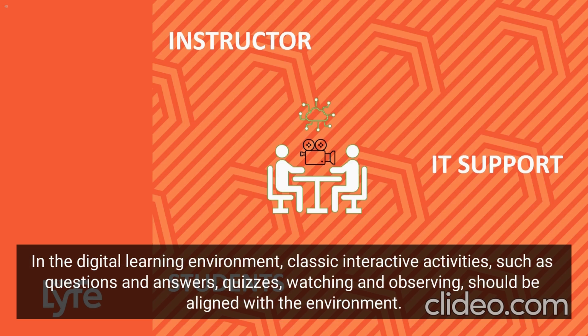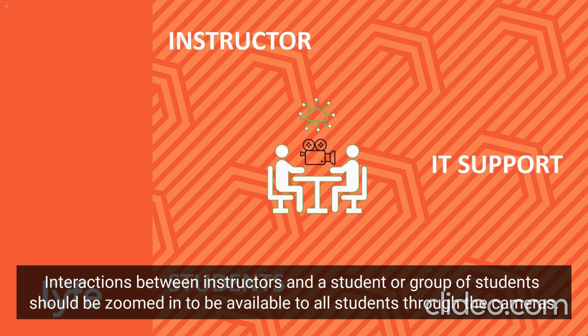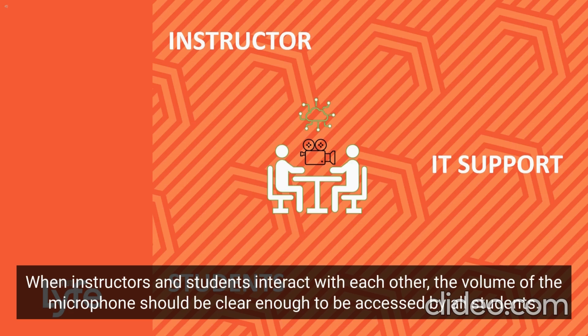In the digital learning environment, interactive class activities, such as questioning and answering, quizzes, watching, and observing, should be aligned with the environment. That means students' task announcements should be kept visible for all students through the cameras. The interactions between instructors and a student or a group of students should be zoomed in to be available to all students through cameras. When instructors and students interact with each other, the volume of the microphone should be clear enough to be accessed by all students.